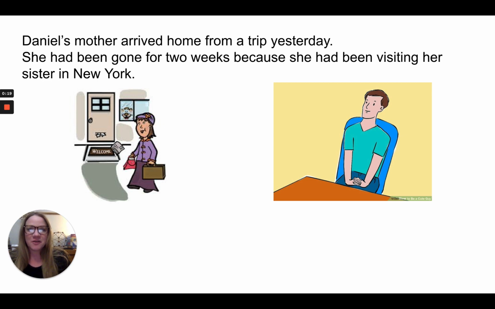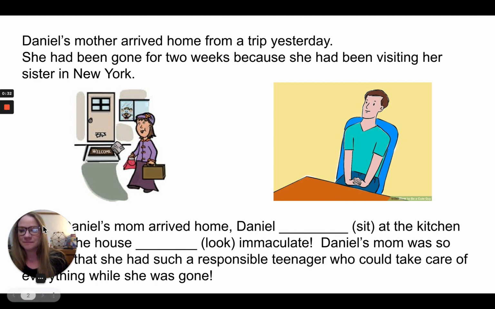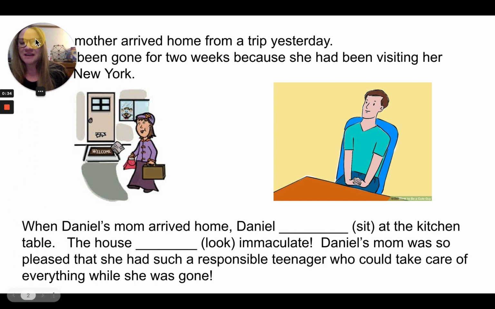So Daniel's mother arrived home from a trip yesterday. We can see her on the left. She had been gone for 2 weeks because she had been visiting her sister in New York. When Daniel's mom arrived home, Daniel, beep, at the kitchen table. The house, beep, immaculate. Daniel's mom was so pleased that she had such a responsible teenager who could take care of everything while she was gone.